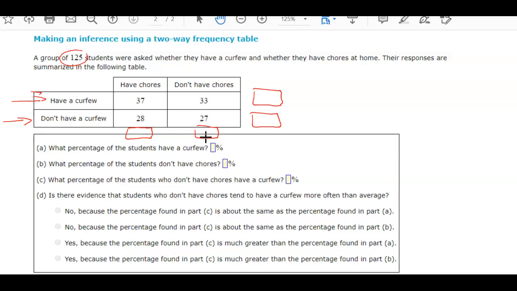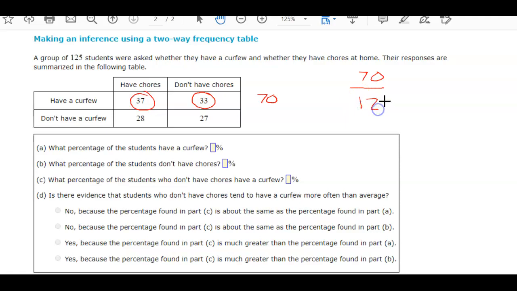So part A says, what percentage of the students have a curfew? So let's come on over here, and let's go ahead and add this here. So 37 and 33. Let me clean this up a little bit. So 37 and 33, that's going to give me 70. So I have 70 kids that have a curfew. Now, how many kids are there altogether? There's 125. So what we're going to do is we're going to do 70 and then divide that by 125.